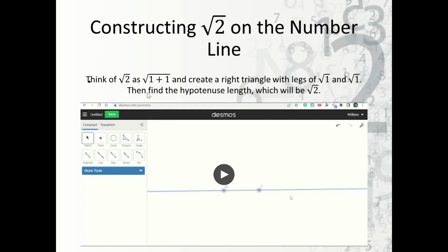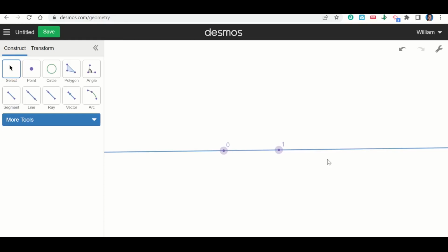So that's how we'll do this. So you can watch the video on how to complete that. Let's talk now about how to graph square roots on the real number line. This time we're going to talk about how to graph square root of 2 on the real number line.